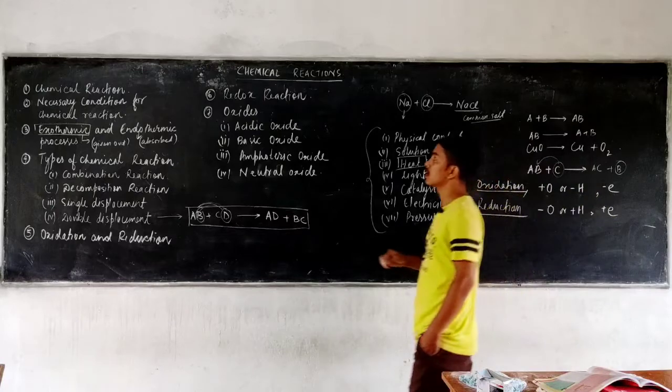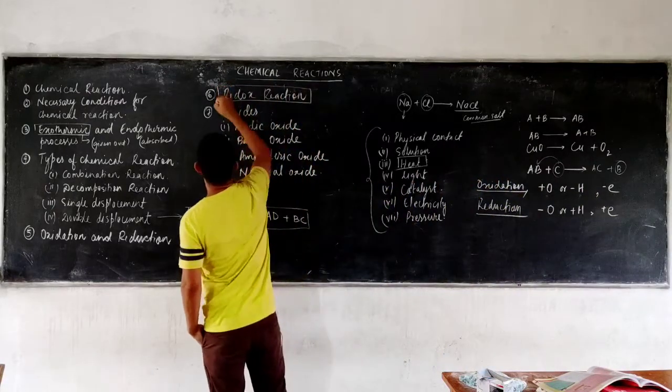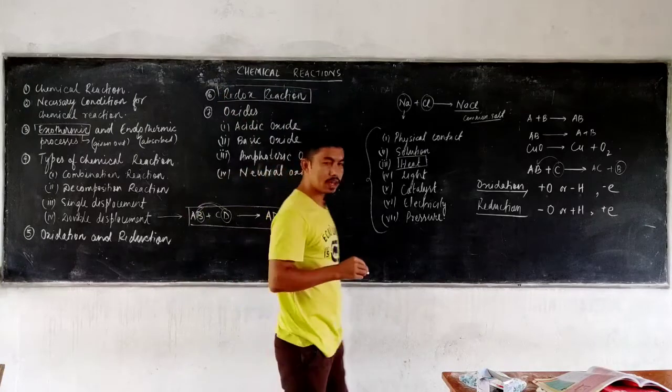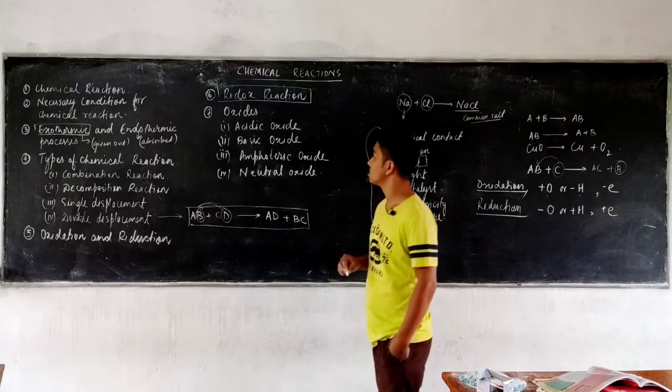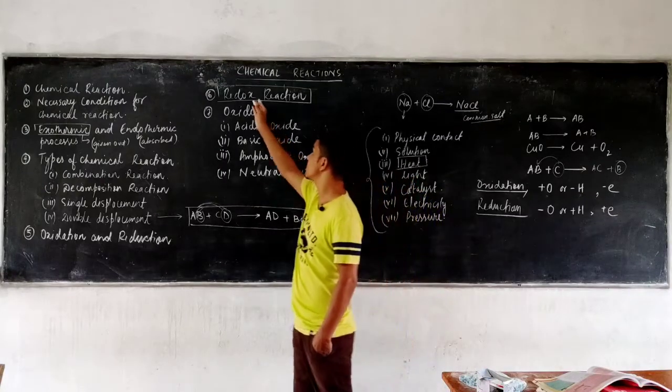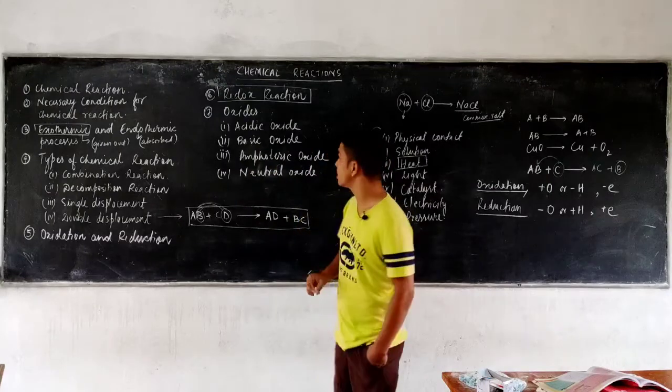Now coming to the 6th point, the redox reaction. Redox reactions are the ones in which oxidation and reduction take place simultaneously. Understood? So what is a redox reaction? A redox reaction is one in which oxidation and reduction take place simultaneously.